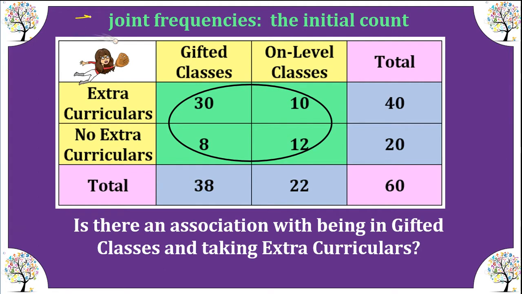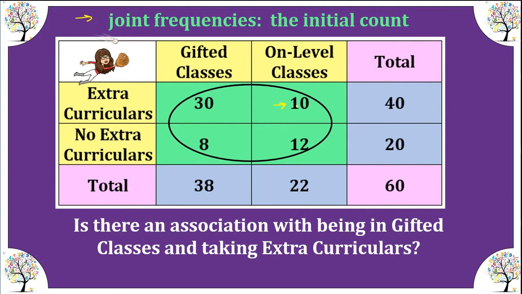Now let's write this joint frequencies in your notes. So joint frequency is the initial count. These are going to be the inside cells, and this is, as I was taking a survey, I was asking, are you in a gifted class? If so, do you have extracurricular? And I had 30 people that said yes. Then I asked, if you're in gifted classes, do you not have extracurriculars? And this gives me 8.